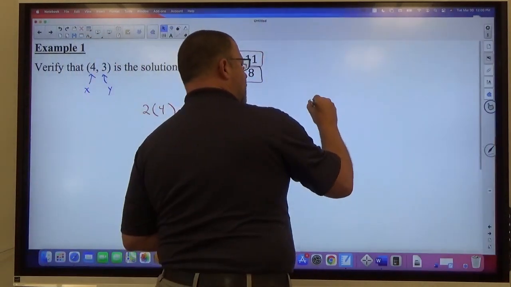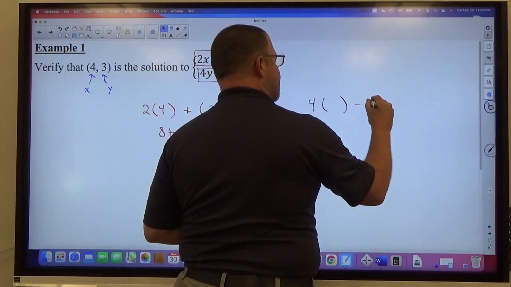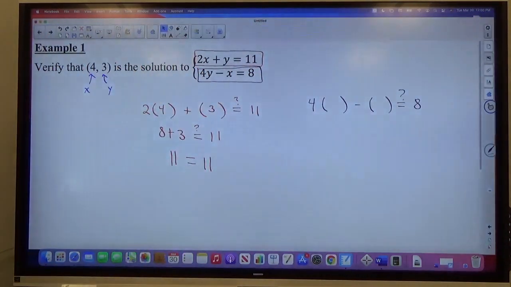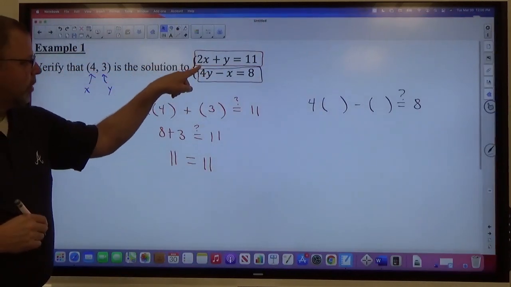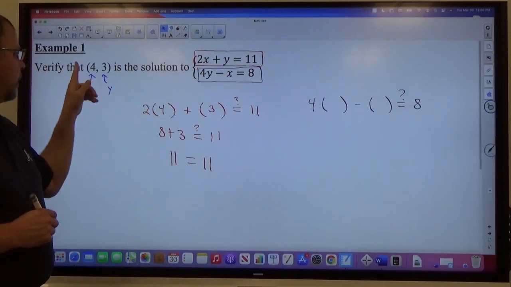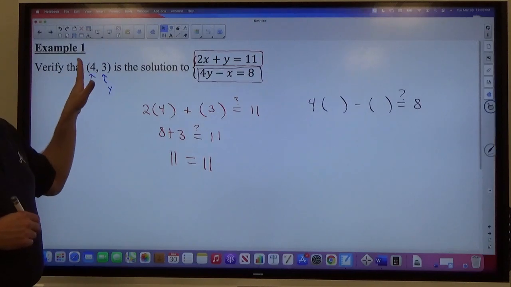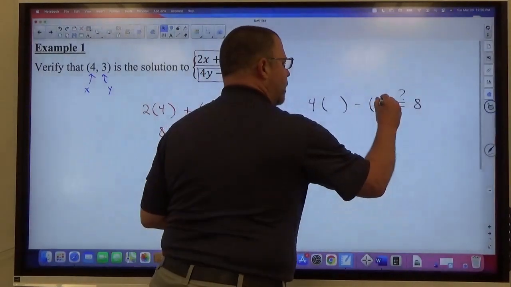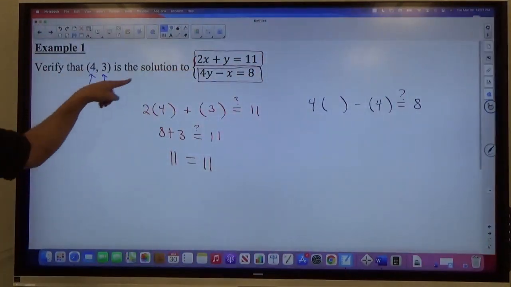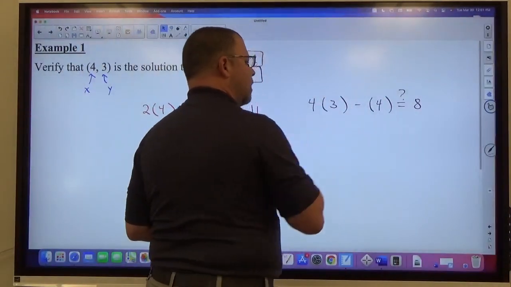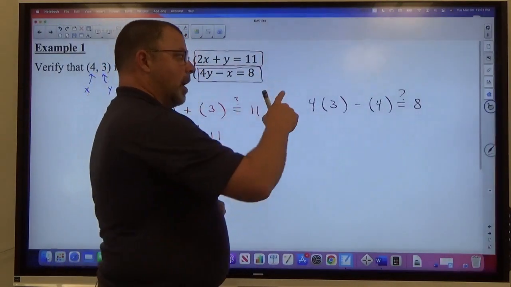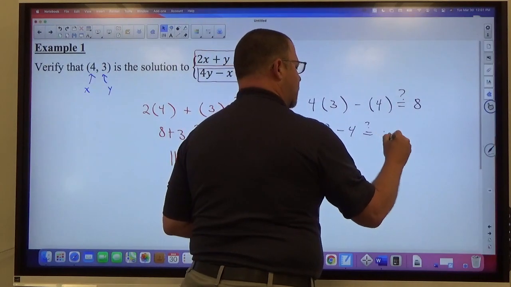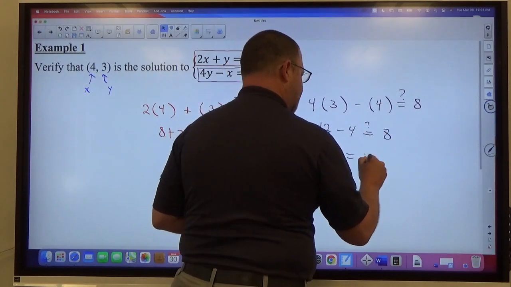So again, 4 times y minus x is supposed to equal 8. We're going to question that. All right. So notice the order of letters here. Y is in the first term, x is in the second term. So again, x is 4, y is 3, no matter what order they put the letters in your problem. So x is 4, that goes right here. Y is 3, and that goes right there. So we replace x and y where they belong. Again, order of operations, 4 times 3 is 12. 12 minus 4 might equal 8. And 12 minus 4 does equal 8.